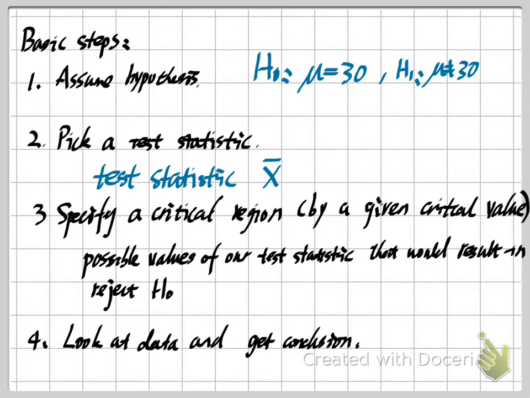This critical region is based on a given critical level or critical value. If we require it to be really strict or accurate, our critical value can make this critical region really narrow, maybe just one on the left of 30 and one on the right of 30.